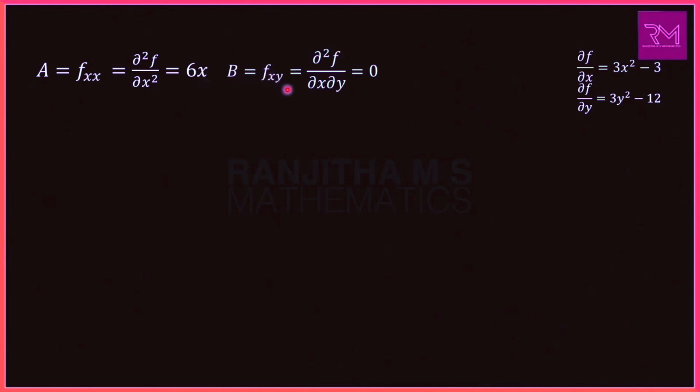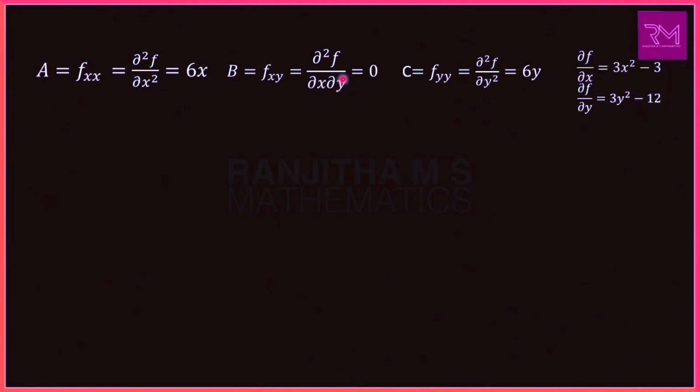Similarly, B is fxy, that means del square f by del x del y. We differentiate del f by del x again with respect to y. In del f by del x there is no y term, hence we take B as 0. Similarly, C is fyy, that is del square f by del y square. We differentiate del f by del y again with respect to y, where differentiation of 3y square is 6y and the constant becomes 0, hence C is 6y.